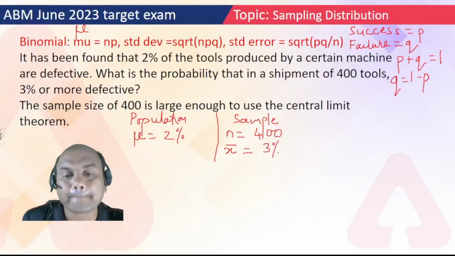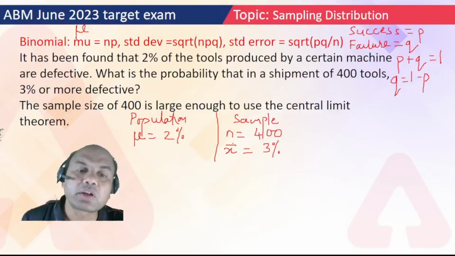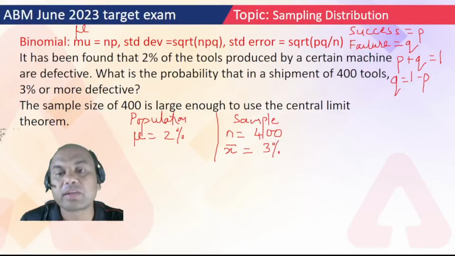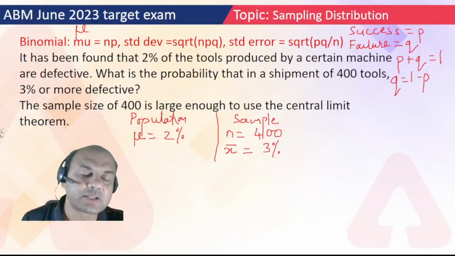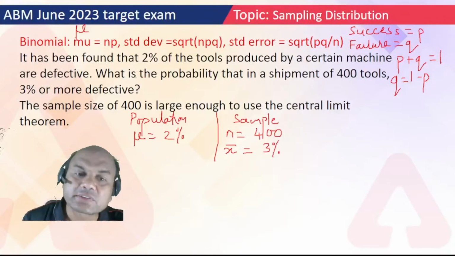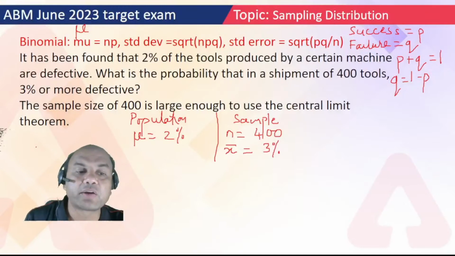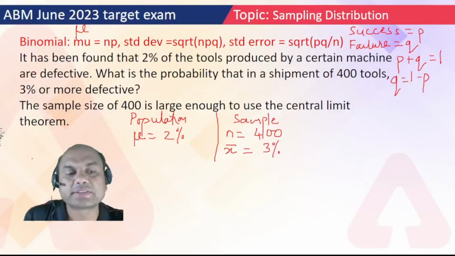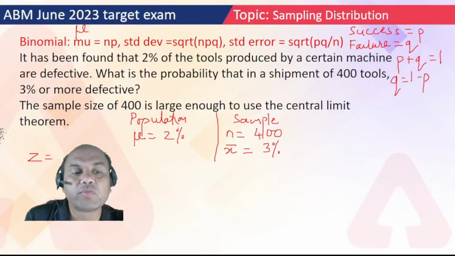So Z equals X bar minus mu over the standard error. X bar is what is required, and mu is what is given. X bar required is 3%, and mu is 2%. This I know now. But what about the standard error? Do I know this? No.